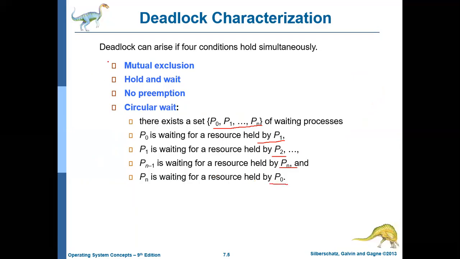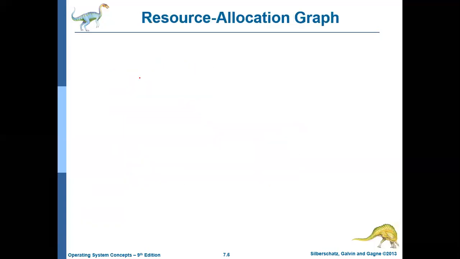So if all the four conditions are satisfied, then we call it a deadlock. Mutual exclusion should be satisfied, hold and wait should be satisfied, no preemption should be satisfied, and circular wait should be satisfied. If all these are satisfied, then you can say that the system is in a deadlock state. Even if one of the conditions is not satisfied, then you cannot call it a deadlock. So this is how deadlock is characterized.